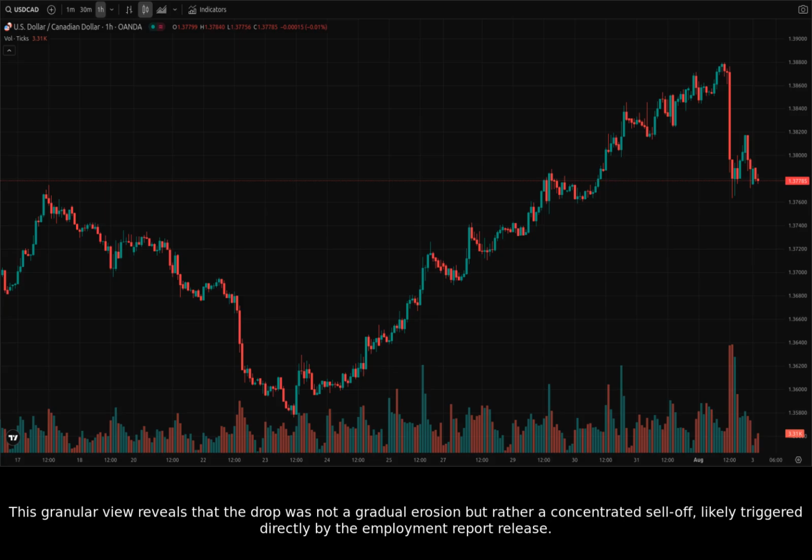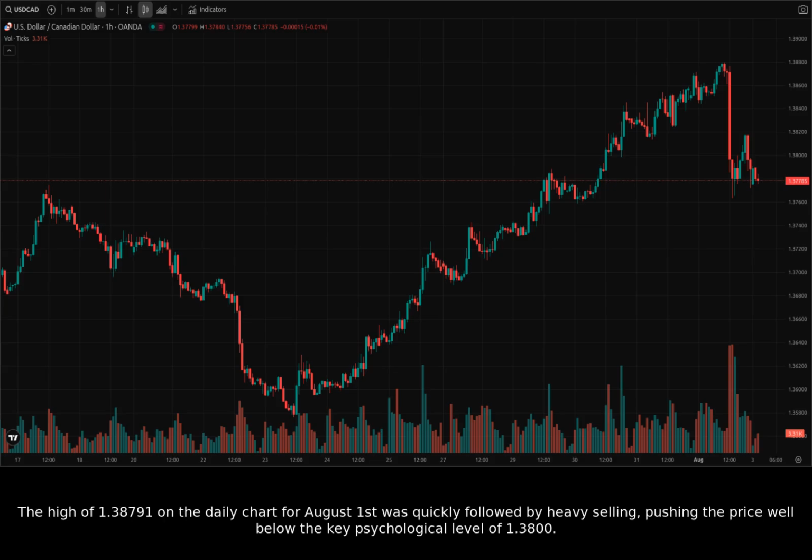This granular view reveals that the drop was not a gradual erosion, but rather a concentrated sell-off, likely triggered directly by the employment report release. The high of 1.38791 on the daily chart for August 1st was quickly followed by heavy selling, pushing the price well below the key psychological level of 1.3800.